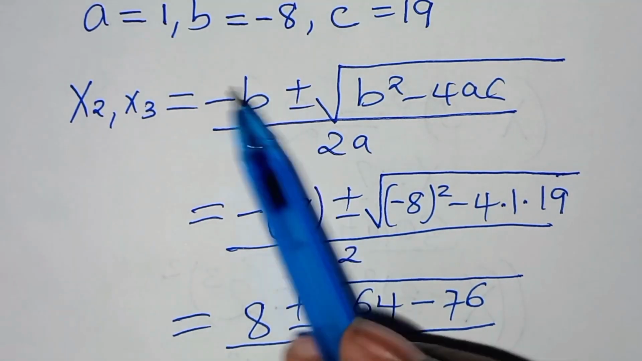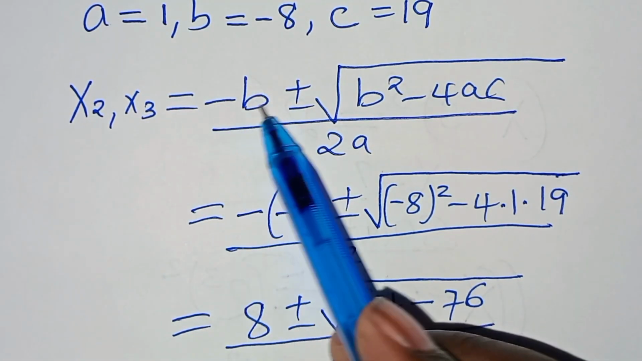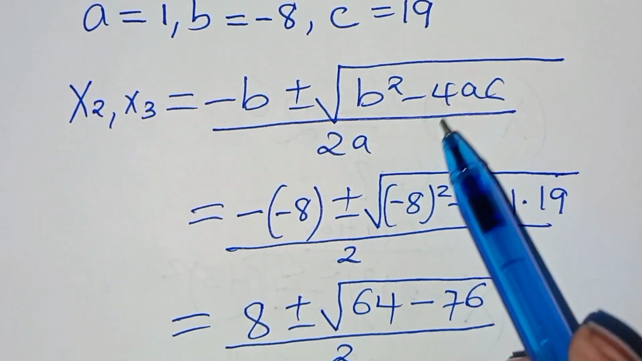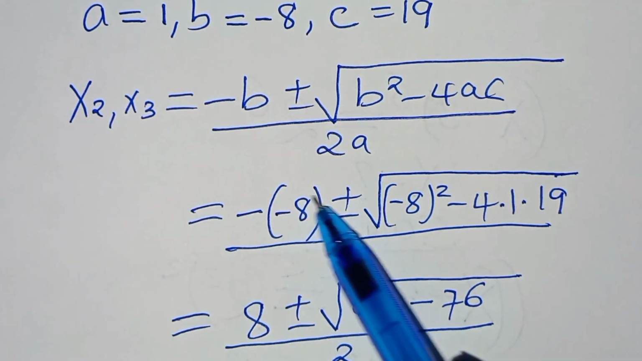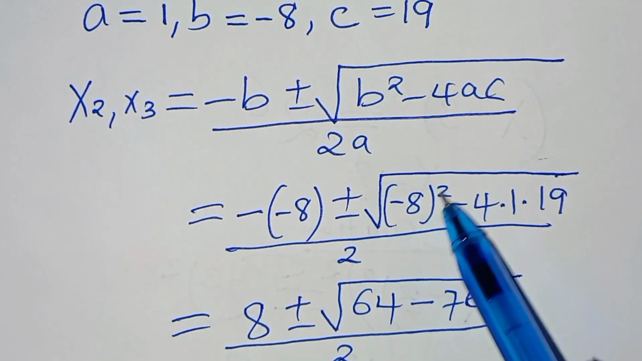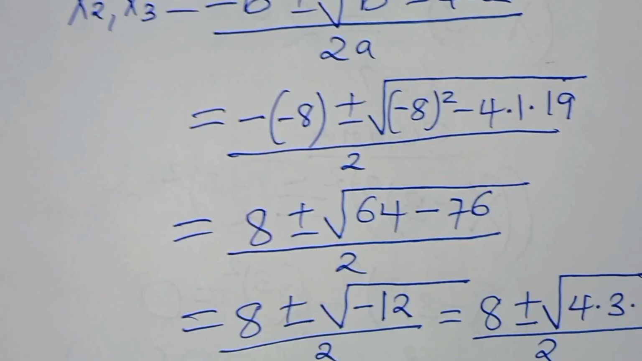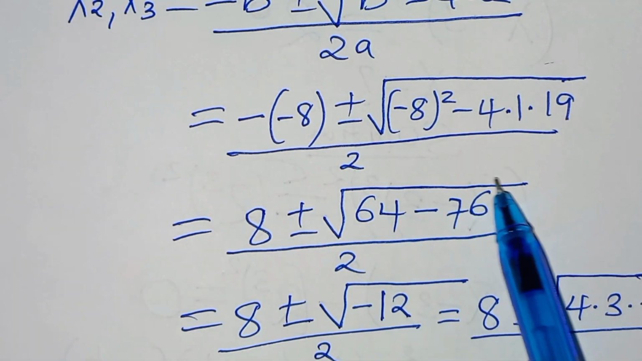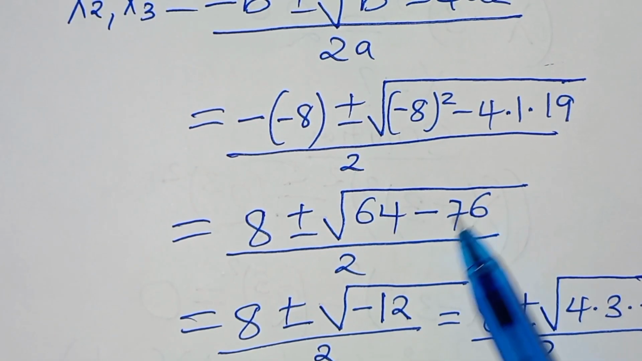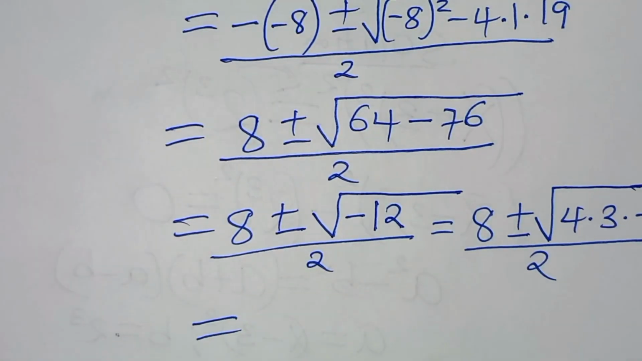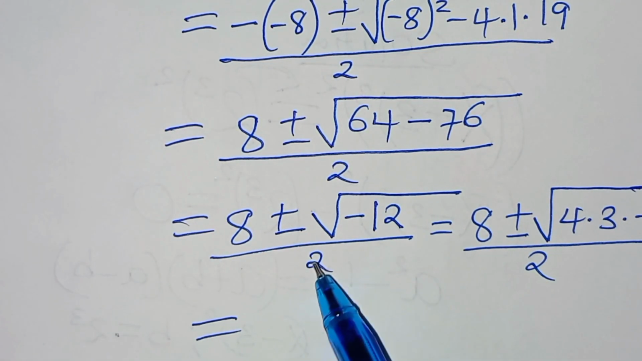So substituting the values of a, b, and c, we will have x2, x3 equal to (-b plus or minus the square root of b squared minus 4ac) divided by 2a. So we'll have minus times minus 8 plus or minus the square root of (-8) squared minus 4 times 1 times 19, divided by 2. So here we have 8 plus or minus the square root of 64 minus 19 times 4, this is 76, divided by 2. So here we have 8 plus or minus the square root of minus 12, divided by 2.